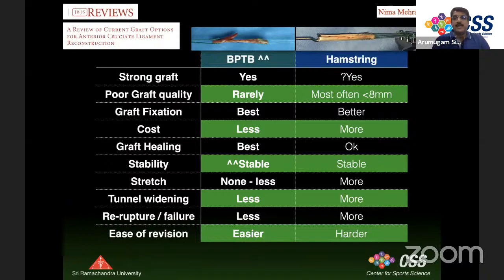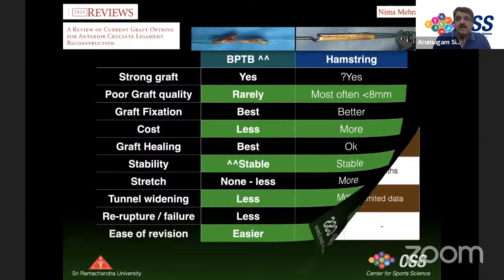BTB scored over hamstring in all the points, like strong graft. Poor graft quality is more with hamstring. More often, especially in the Indian population, the width of the graft is less than 8 millimeters, which is the optimum width. Then we go for doubling, and different techniques to augment. And in graft fixation, there is bone-to-bone healing, and cost is less. Various studies have shown the stability is better, there is no stretch, no tunnel widening, and revision is easier.